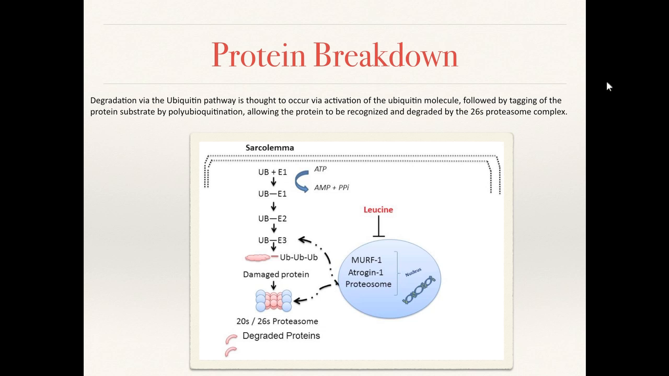Again, you have 3 enzymes. E1 activates ubiquitin, E2 and E3 guide it to the damaged protein to be destroyed. You have polyubiquitination, or multiple ubiquitin molecules bound to the protein, and then that can be sensed by the 26S proteasome for degradation.